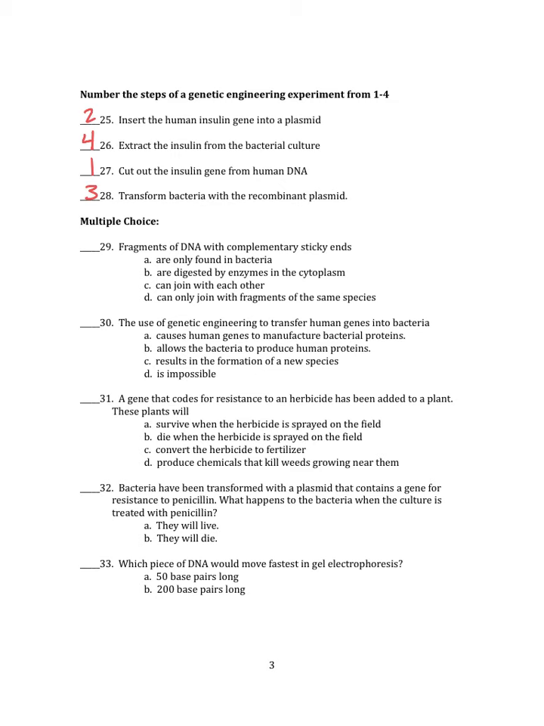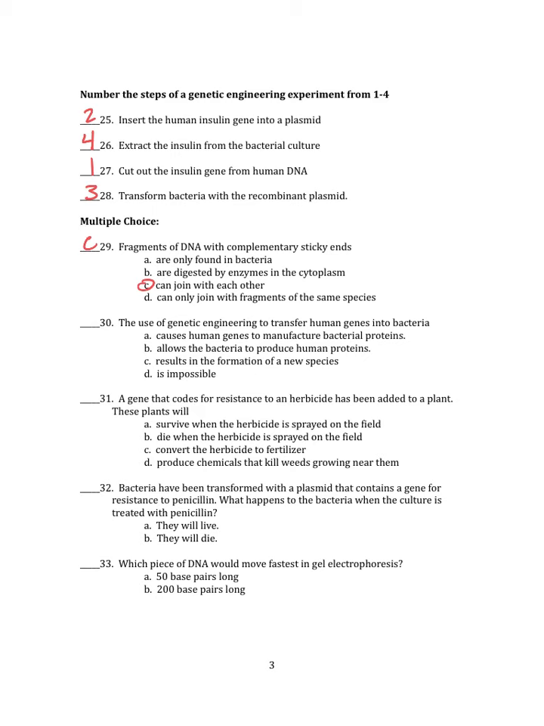Next, we'll go over some of the multiple choice questions. So number 29 says fragments of DNA with complementary sticky ends. The thing that they can do is join with each other. So the answer to this is C. And it's because they have complementary DNA, which is attracted to each other. They can form hydrogen bonds with each other, and then ligase can tie them together with covalent bonds.